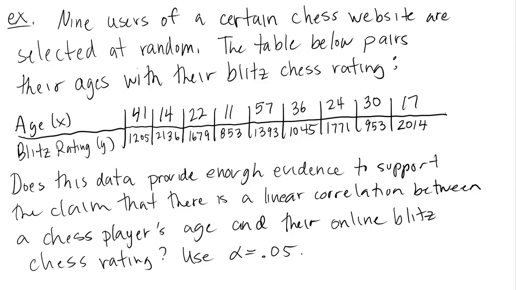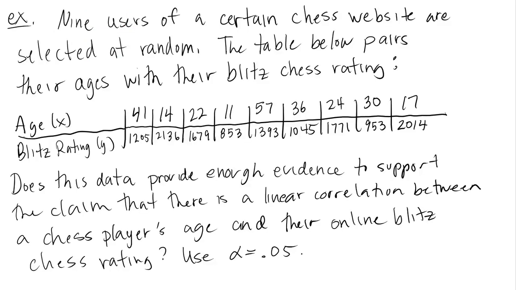Use alpha equals 0.05. At first glance, this might seem like a decent thing to guess, that there's some sort of relationship between how old a player is and how good they'll be at chess. We're going to test that claim. Step 1 of our hypothesis test is to find the hypotheses. The null hypothesis will be the claim that there's no linear correlation. The alternative hypothesis will be the claim that there is a linear correlation. They didn't specify positive or negative, so we're going to use the not equal to symbol. Step 2 is to identify alpha, 5%.